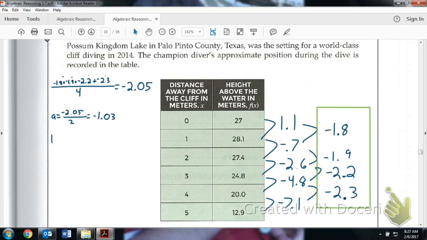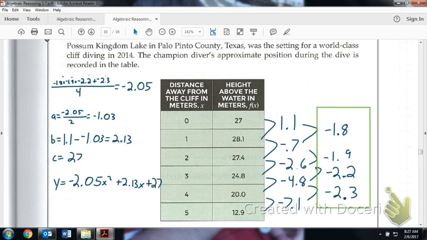So that's my A. Your B value is your very first difference, which is 1.1, minus negative 1.03. Well, that adds up to 2.13. And your starting point is 27. So, y equals negative 1.03x squared plus 2.13x plus 27. So the rules for this are the same as before. We just had to find our average A value. That's all. Go ahead and try it. You try it problem, and we'll do it together in a second.